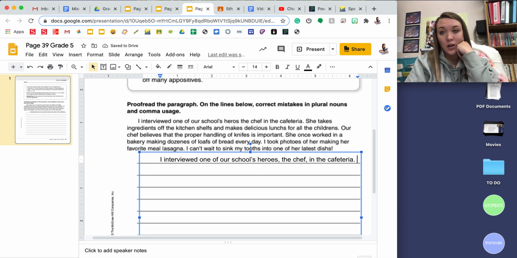And remember, I can read a sentence without the appositive and it still makes sense. I interviewed one of our school's heroes in the cafeteria. So remember, appositives are just adding a little bit more detail, but you don't need them for the sentence to make sense. You'll need to go through the paragraph, again, fixing mistakes in plural nouns and comma usage.